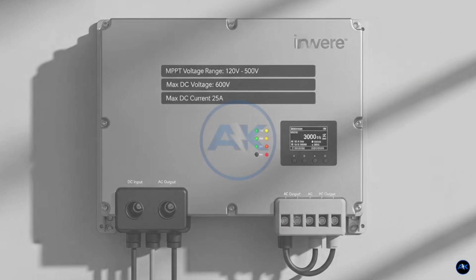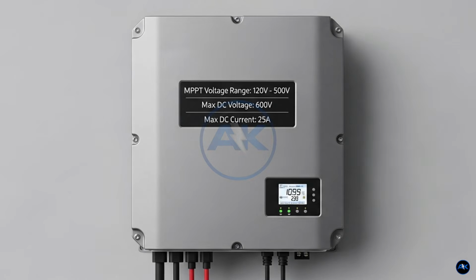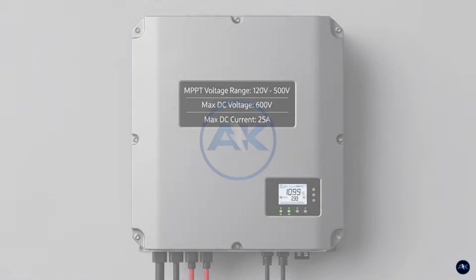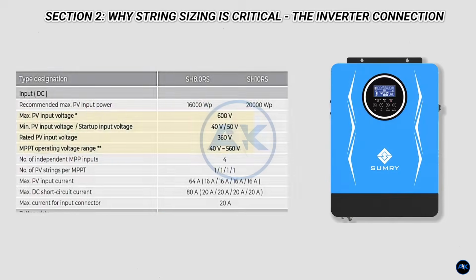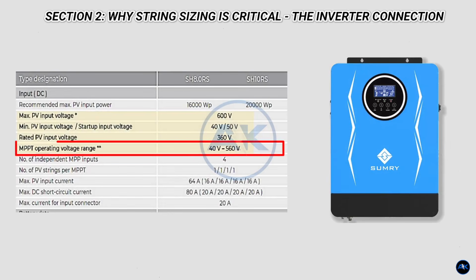Section 2. Why string sizing is critical. The inverter connection. So why is string sizing so important? Because your inverter, the brain of your solar system that converts DC power from your panels into AC power for your home, has very specific electrical limits. Every inverter has an MPPT voltage range. MPPT stands for maximum power point tracking. This is the sweet spot where your inverter operates most efficiently, extracting the maximum power from your panels. Your string voltage must fall within this range for optimal performance.